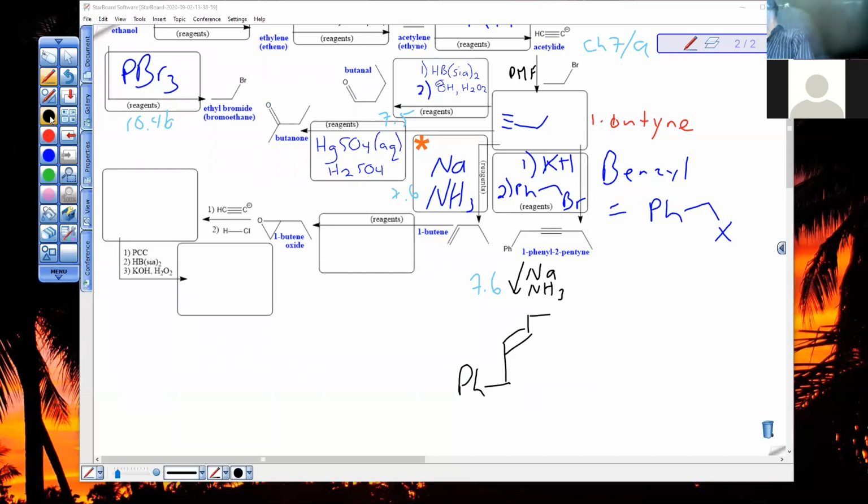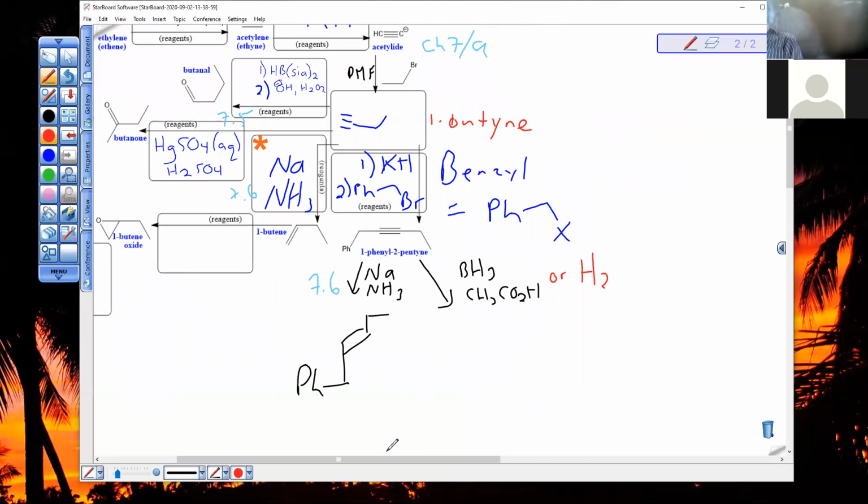Since we're down here, we had a couple methods. One was use BH3 and acetic acid. Another one was H2, palladium on calcium carbonate, also known as chalk, and lead sulfate combination at the bottom below H2 is known as Lindlar's catalyst.